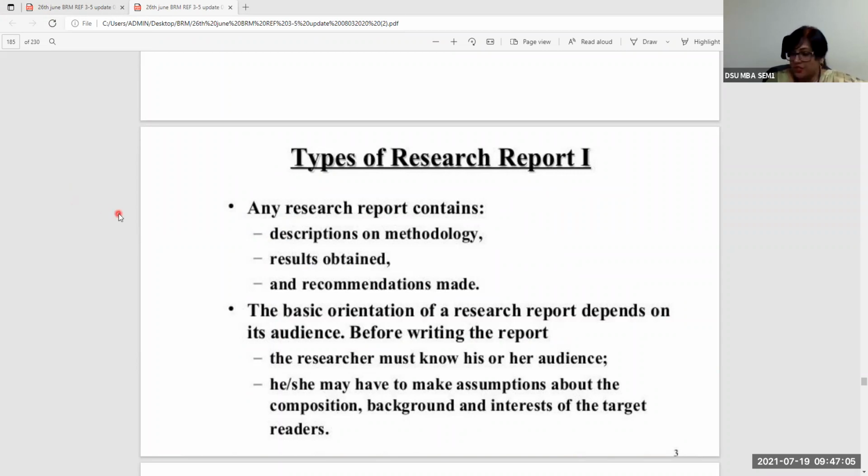So, the types of research report, in case we want to understand, because we keep talking about the fact that the report is very important to make, and it is very, very important that the research report is understandable by the audience, by the final stakeholder who has got to use the report, right? Now, any research report contains descriptions of methodology. A research report should contain results obtained. Results obtained also means, finally, the recommendations which the researcher is making.